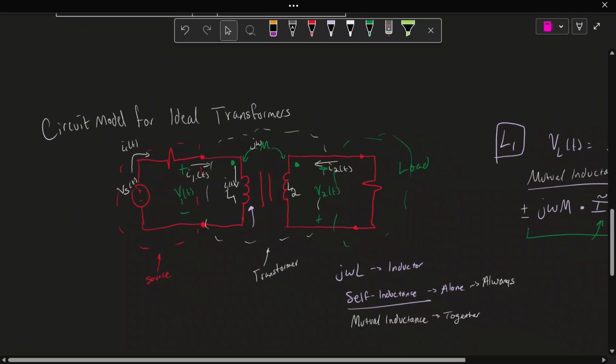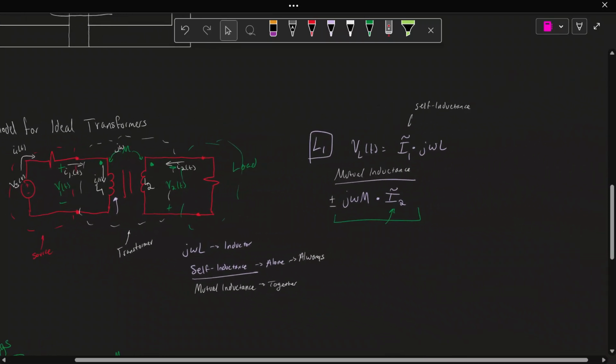So let's go here. It kind of looks like I've already done some of this, so let's get rid of it.